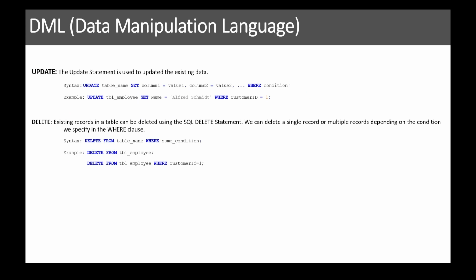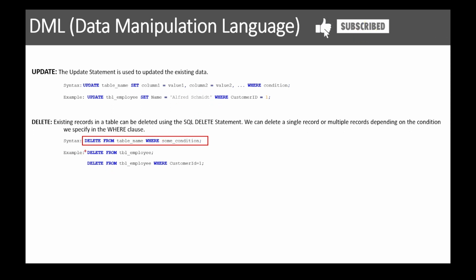The next one is delete. An existing record in a table can be deleted using the SQL delete statement. We can delete a single record or multiple records, depending on the condition we specify in the where clause. The syntax, you can see here, is delete from table name where condition, something like we have given here.